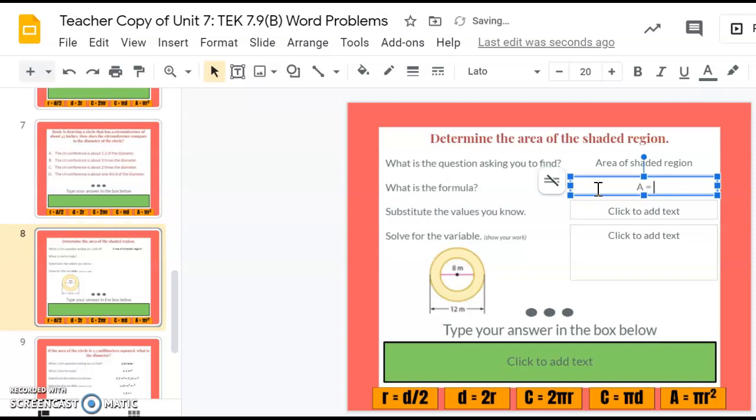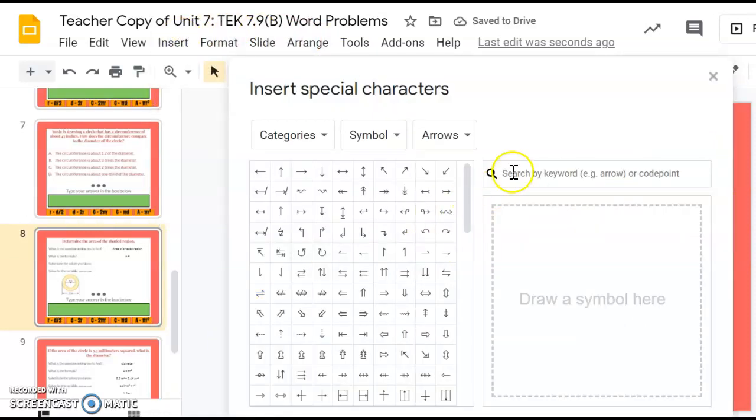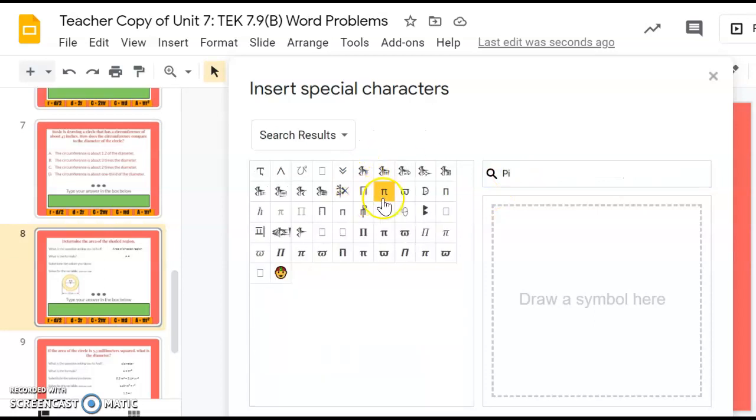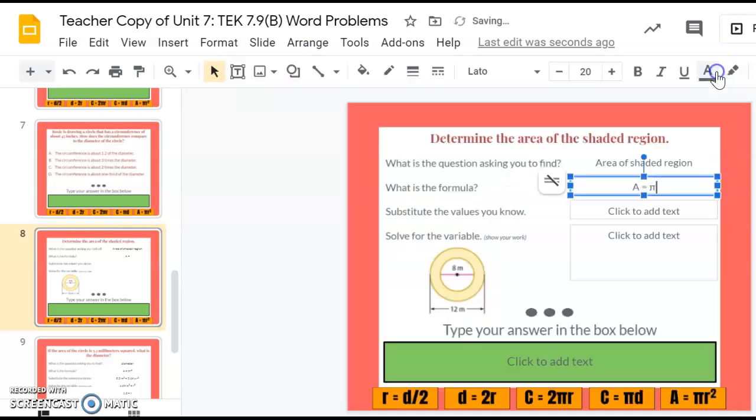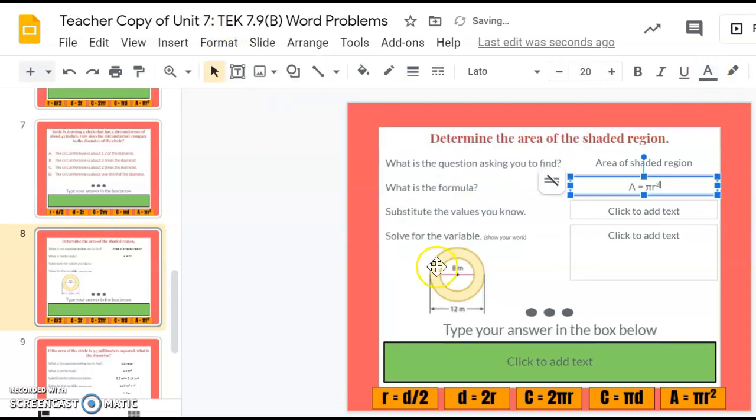Area equals, you got to go up to insert, special characters, type in pi, go over here to pi, r, and then we go up to format, text, superscript, squared. Okay.